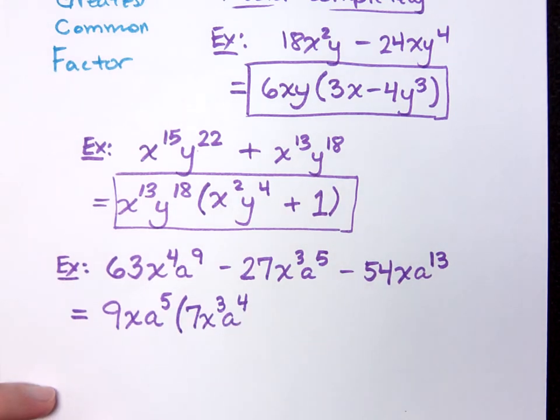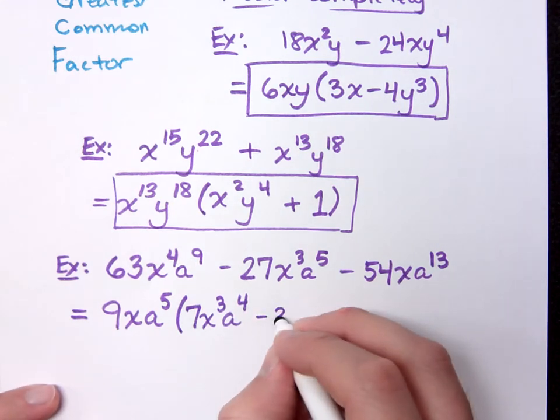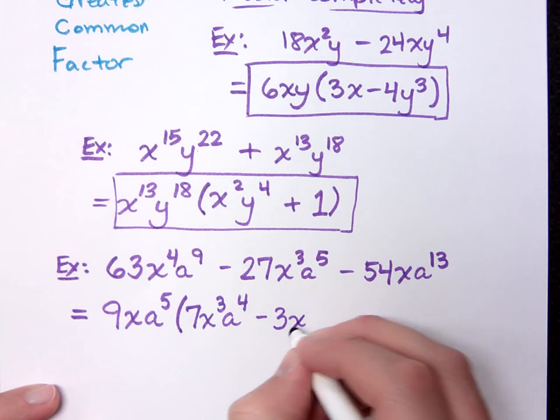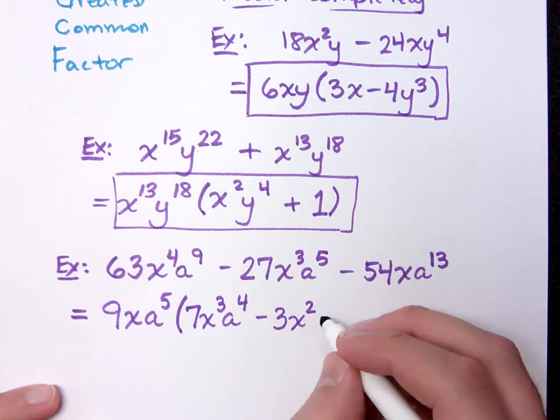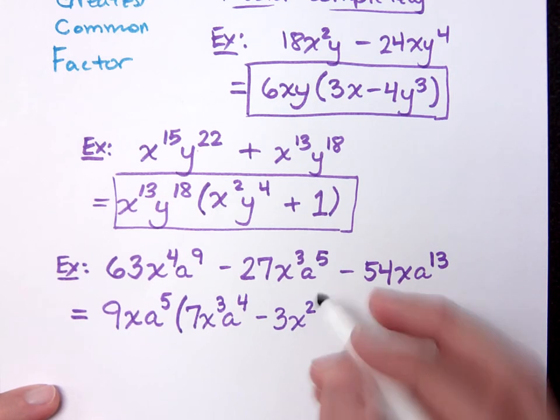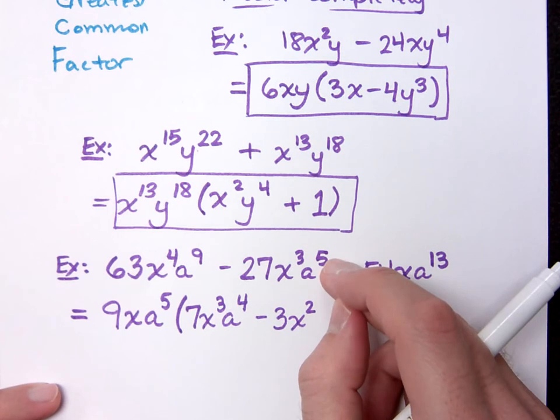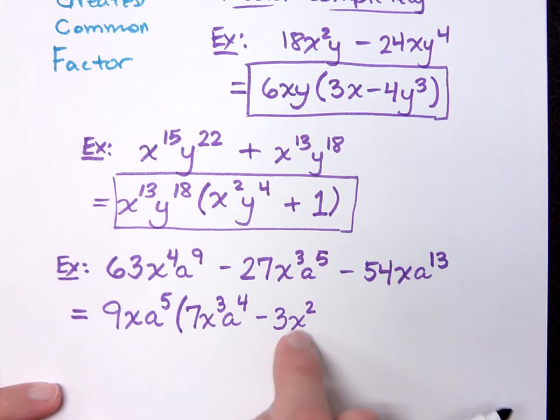All right. Move on to the second term. Take out the 9x a to the fifth. What do you have? Minus 3x squared. No a? No, there's no a. You have a to the fifth here. You take out a to the fifth, so there's no a remaining.